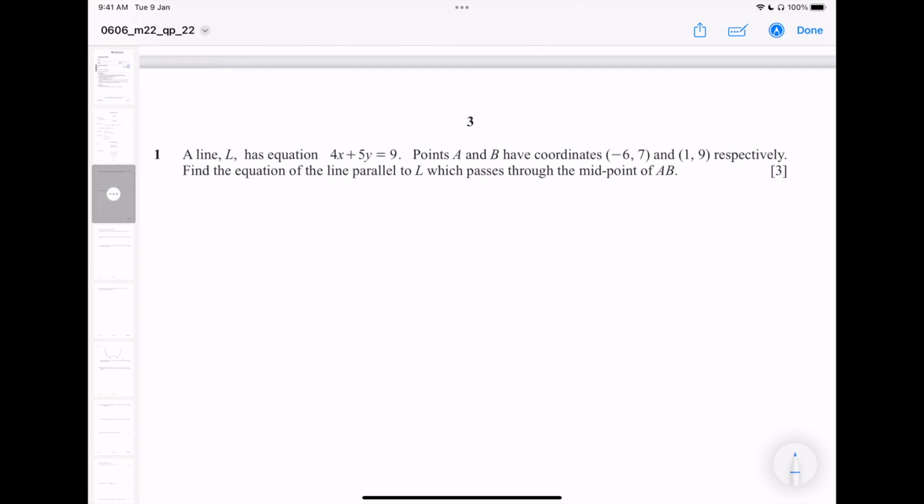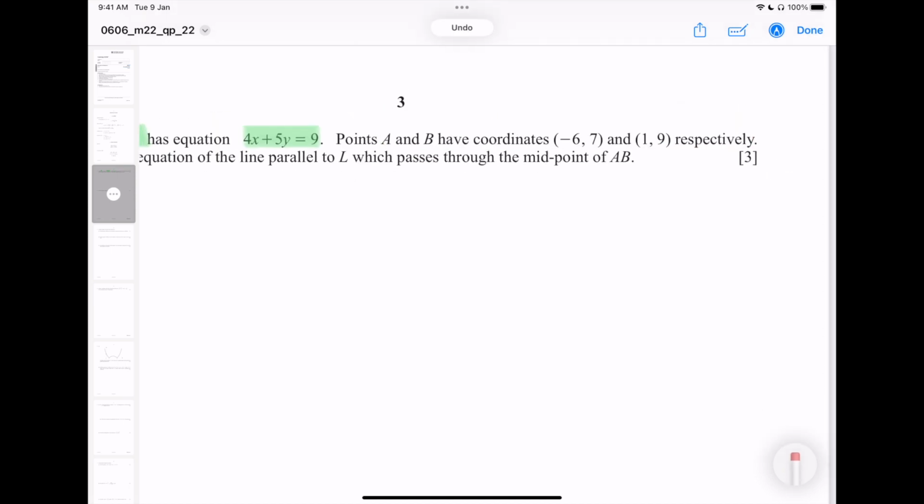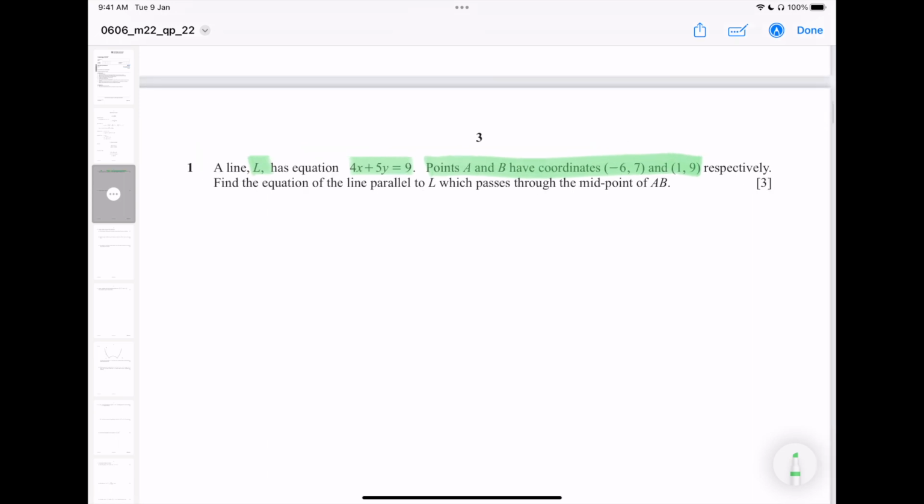Okay, question 1 says, a line L has an equation that, let's highlight information. This is line L, and then I have points A and B. And what else? I want the equation of a line parallel that passes through the midpoint of AB.